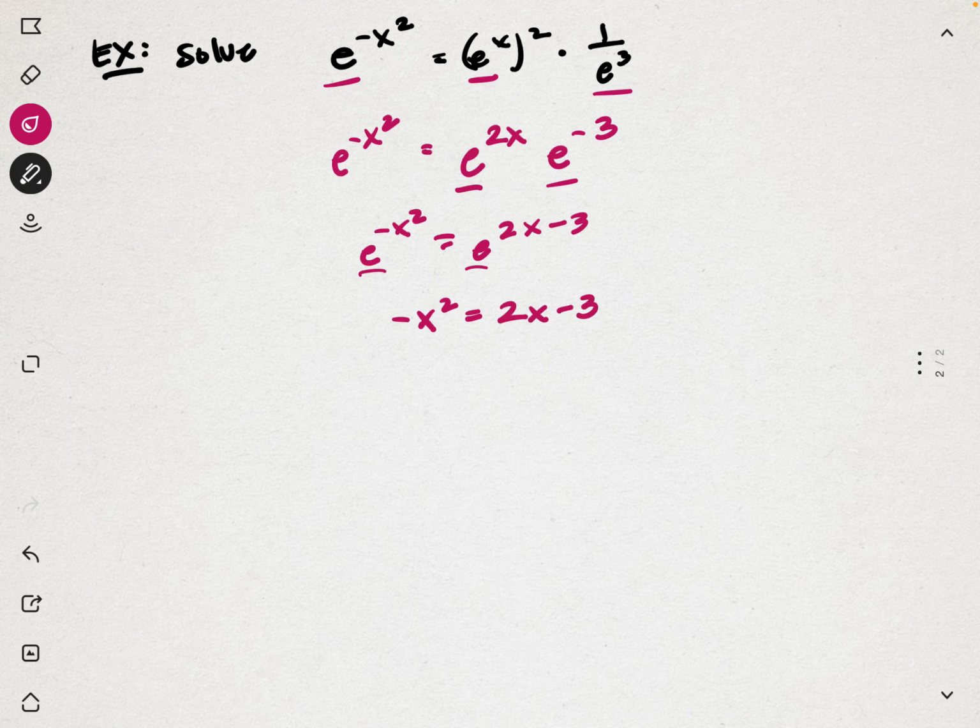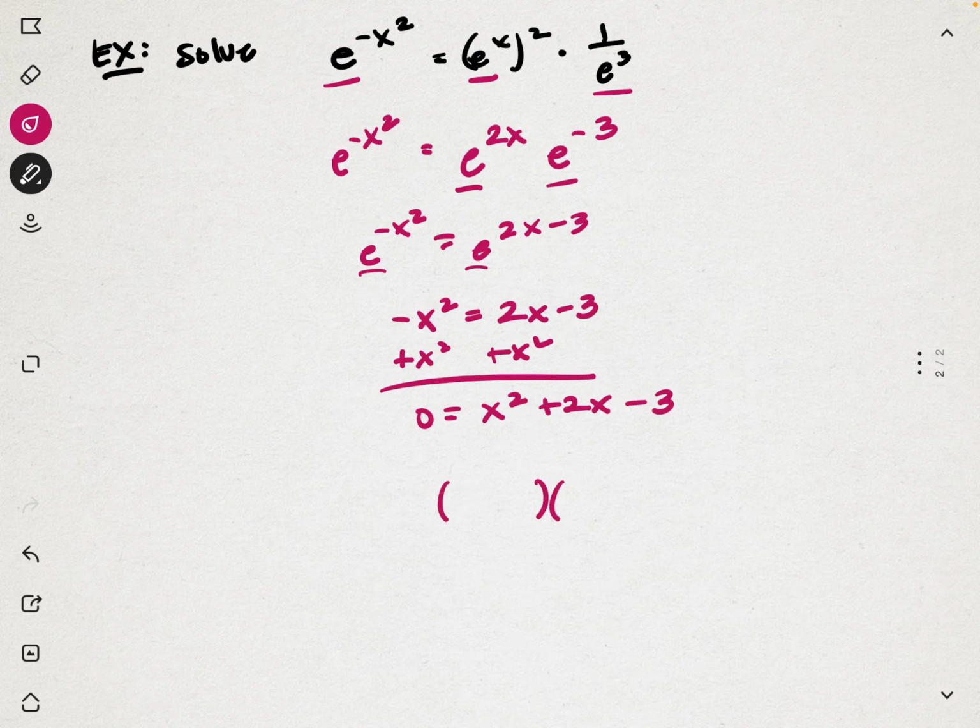Okay, and then this is going to be a quadratic, so we're going to move the x squared over to the right because we like our x squared positive. So we have 0 equals x squared plus 2x minus 3. And then we got to solve this by factoring, right? So you guys can use whichever method you see fit. I like to do it this way because it's faster.